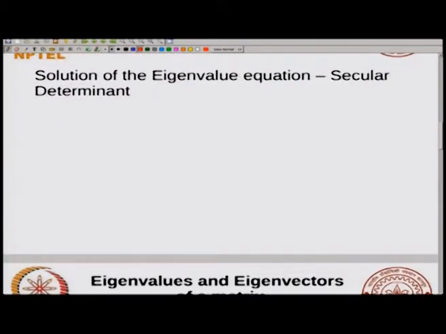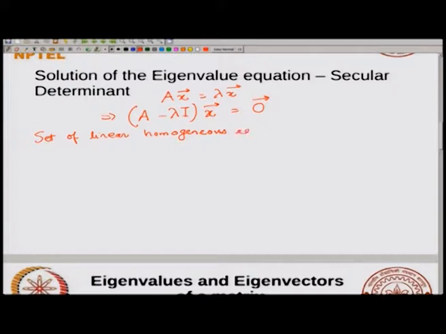So, we will start with this equation, Ax equal to lambda x, and that implies A minus lambda times identity times x equal to the 0 vector. What I did is I just took the lambda to the left, and multiplied it by identity so that I get a matrix. This is A minus lambda I times x equal to 0. It is the same as the above equation, just rewritten in a slightly different form, but the advantage of writing it in this form is that it now looks like a set of linear homogeneous equations.